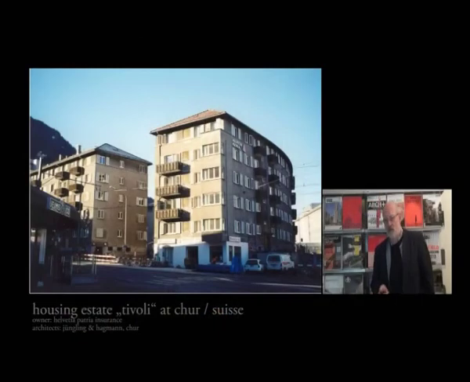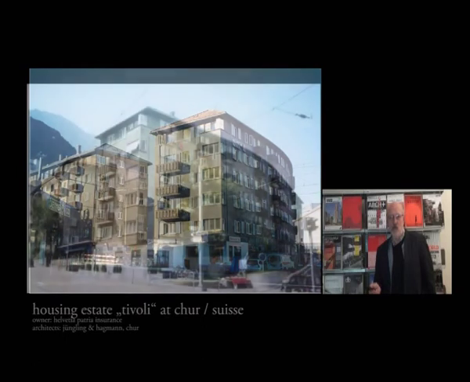It's called Tivoli, and it's at Chur, again in the eastern part of Switzerland, at Graubünden. And I take it from a research work of our university. It was called NASA, Nachhaltiges Sanieren. That means a checklist for sustainable refurbishment. This is a view of the old situation from the street. You could see these 6-story buildings, which seem quite normal and maybe not so nice.